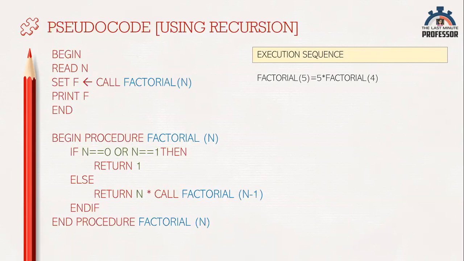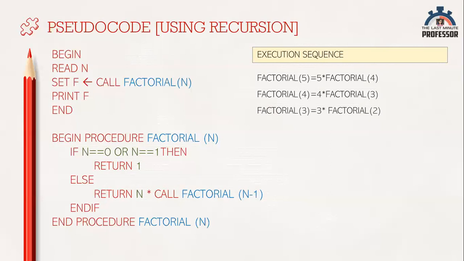So factorial of 4. So now n value is 4. So n value is neither 0 nor 1. So else part gets executed. So factorial of 4 is equal to 4 into factorial of 3. So we need to call the same factorial function again. Now the n value becomes 3. So n is neither 0 nor 1. So else part gets executed. Factorial of 3 is equal to 3 into factorial of 2. So again the same function gets called.